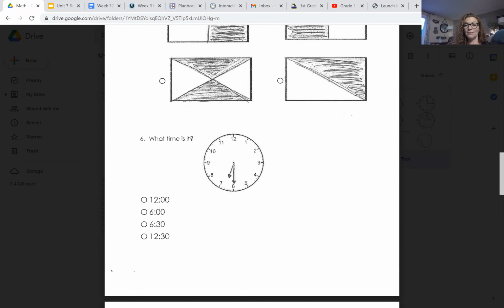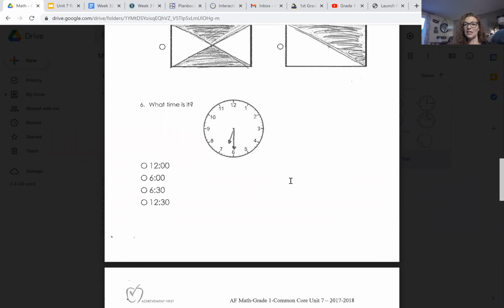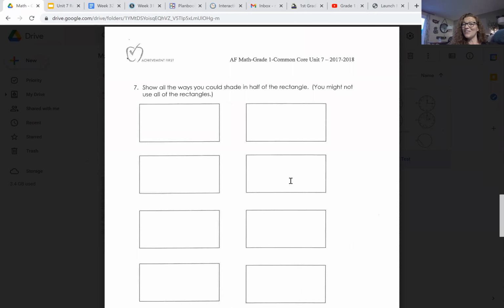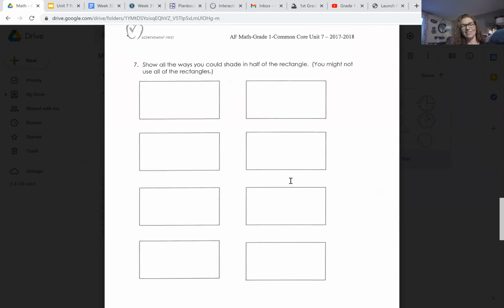Number six, what time does this clock say? What time is it? There's your 4 choices. Circle the right answer. Number seven, it's one of those rectangle ones. Remember we did this yesterday? See, I was helping you guys.